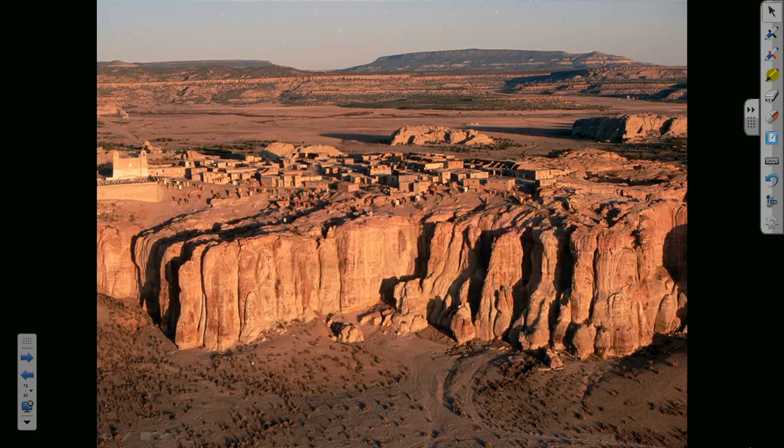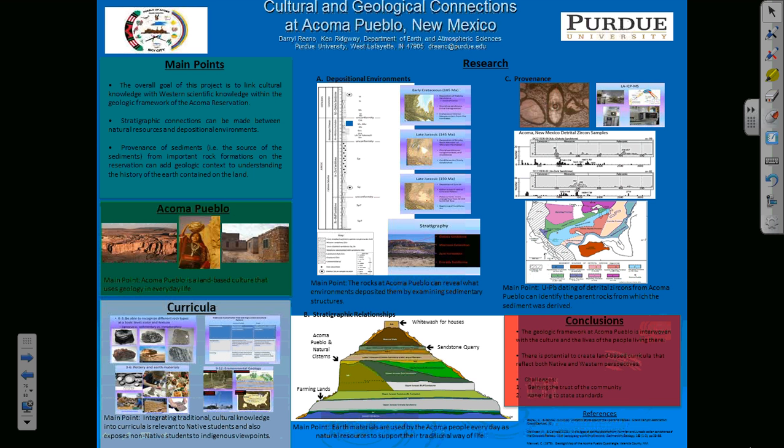So what Daryl's doing for his master's thesis is what sedimentary and structural geologists would consider kind of cutting edge, looking at uranium lead dating of detrital zircons and things like that. But what he's using it for is to develop a curriculum for the reservation schools in Acoma. And so tying in the stratigraphy with the way that a person from Acoma would look at it.